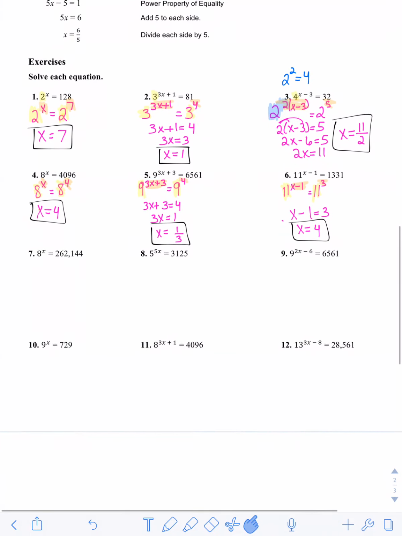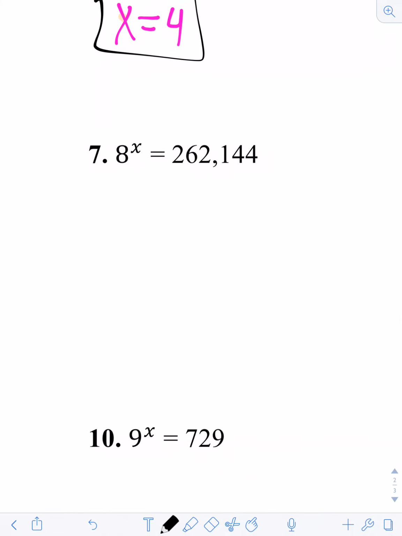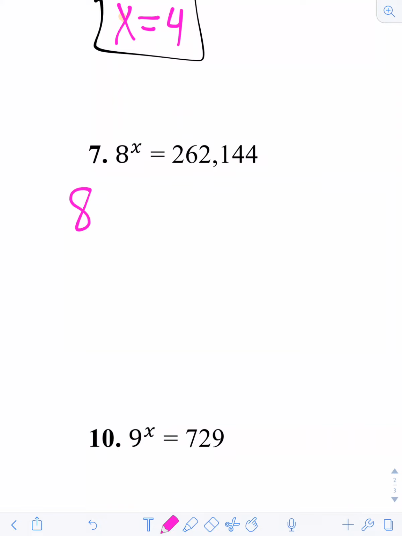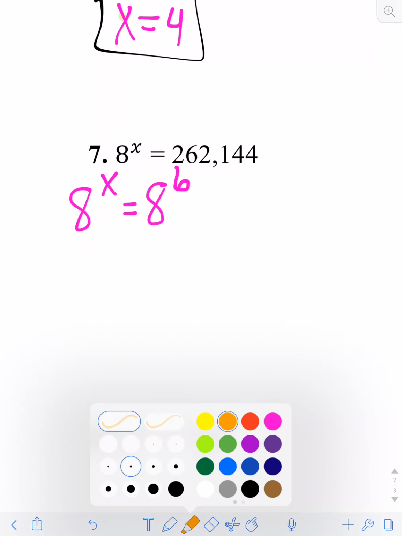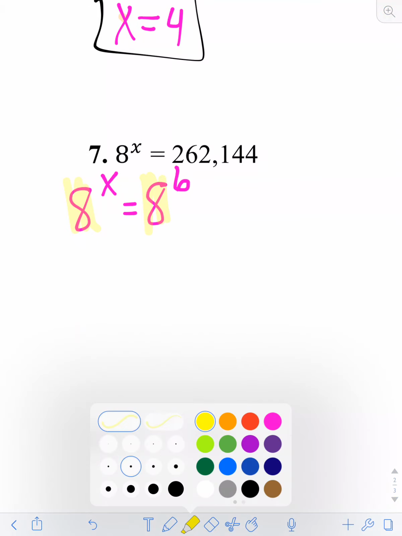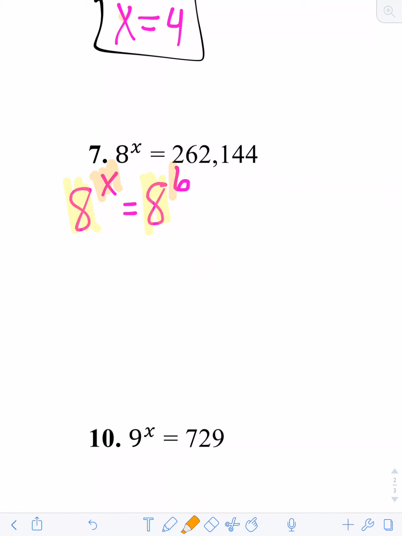Okay. We've got 2 more rows left and then we're done. So again for this one, I'm going to rewrite this. I have 8 to the power of x is equal to 8 to the power of something. For this one, you just keep typing in the calculator, and eventually you'll get 8 to the 6th power. So again, your bases here are the same, 8 and 8. So what that tells me is that my exponents are going to be equal to each other, and so that means x is equal to 6. You don't have to solve anything, so you are done with this problem.